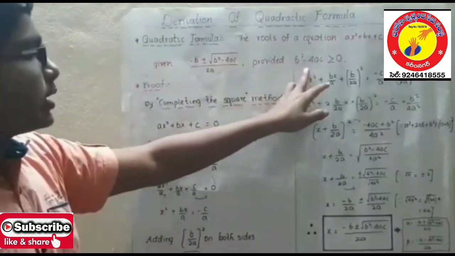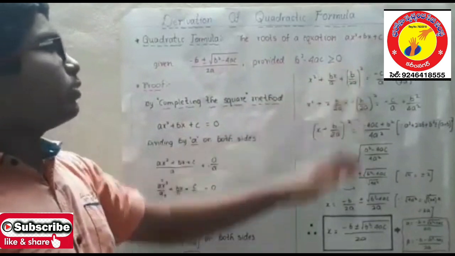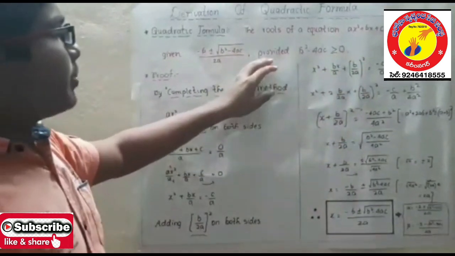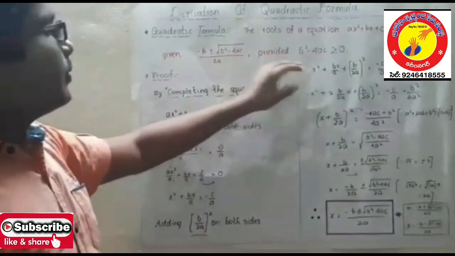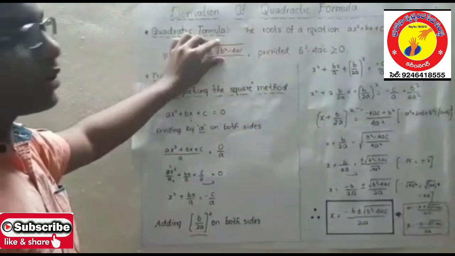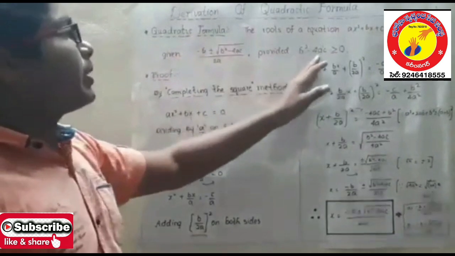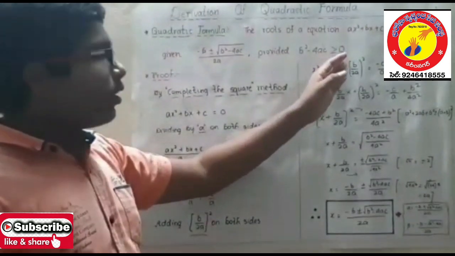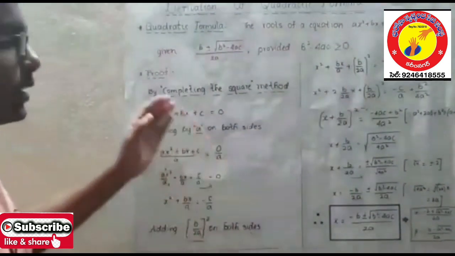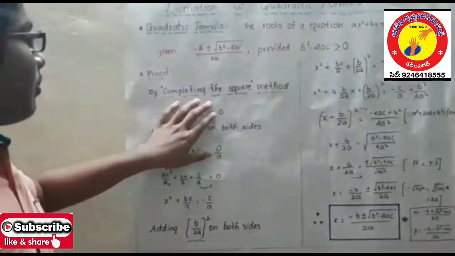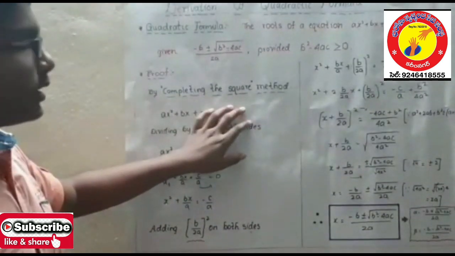And also b square minus 4ac should be greater than or equal to 0. It is because if b square minus 4ac is less than 0, we will get a complex number. We cannot solve for a complex number, so we will not get any real root. So b square minus 4ac should be greater than or equal to 0. Now let us see the proof. We will do this problem by the method of completing the square.